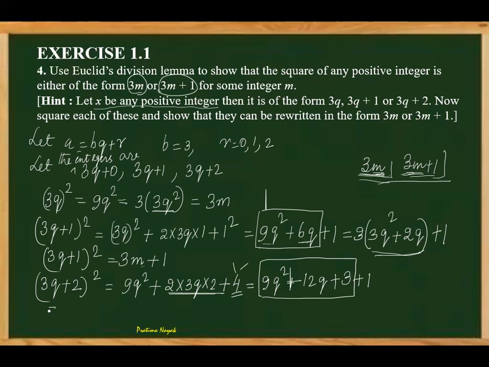Then I'll group these and take 3 common. If I take 3 common, I get 3q square for the first, 4q for the second, and 1 only for the third. So 3 into 3q square is 9q square, 3 into 4q is 12q, and 3 into 1 is 3, plus 1. Again, instead of 3q square plus 4q plus 1, I'll write m. So 3 into a multiple, which is an integer, plus 1. So proved.